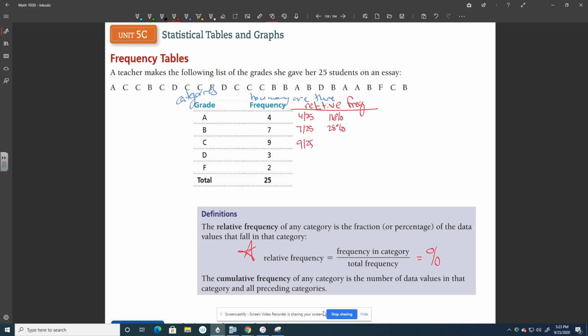So you just take the frequency that it happens in that category and divide it by the total frequency of all of them put together. And that gives you your relative frequency. That gives you your percent of the total.